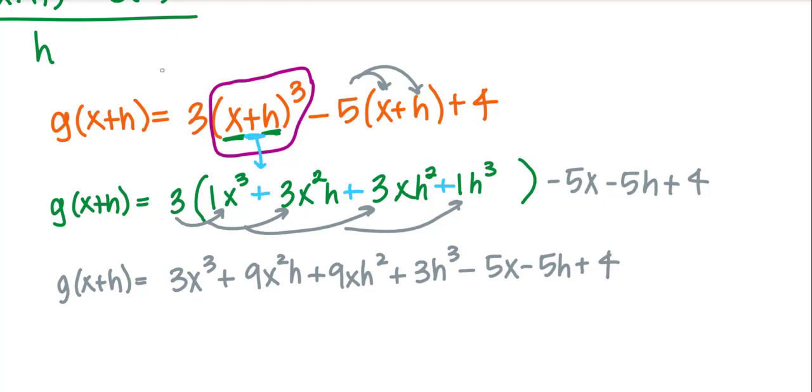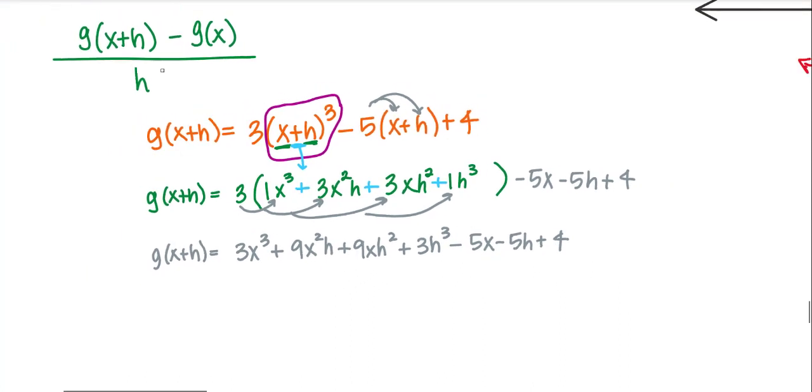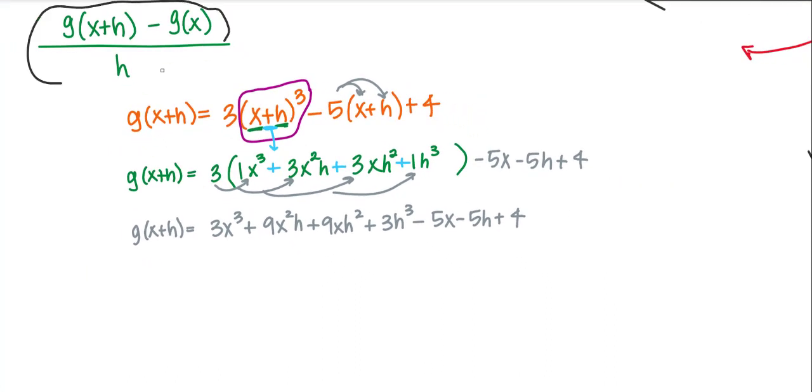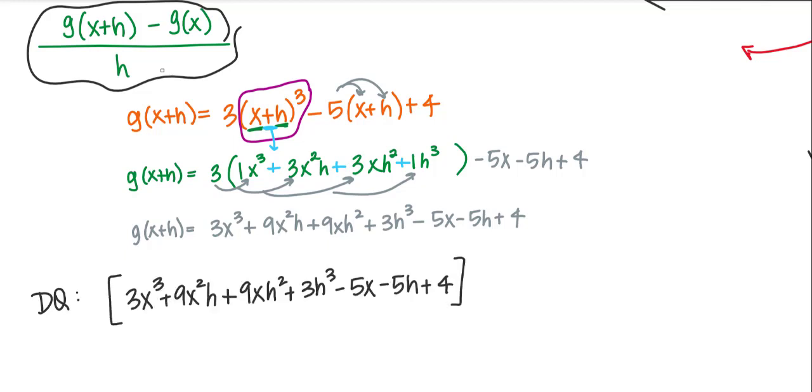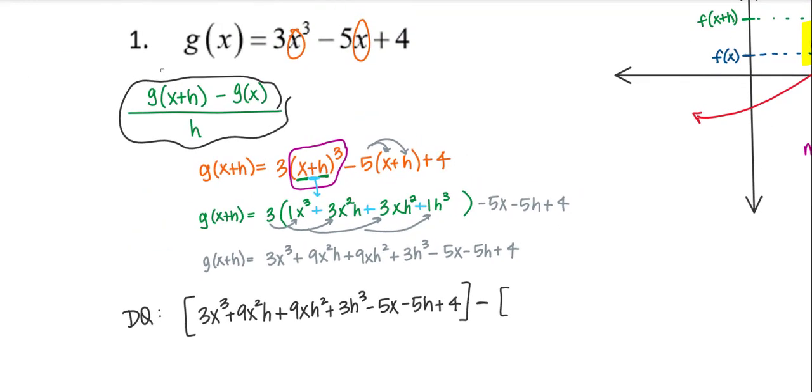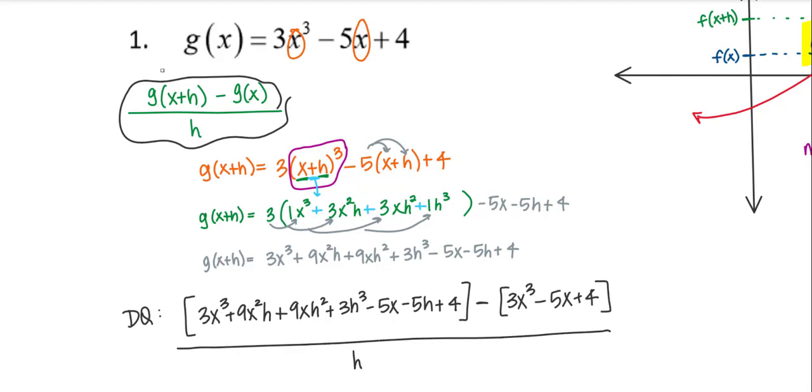You may be wondering why you need to multiply that all out or expand it, but hopefully you'll see it here in just one second. My difference quotient, again, is g of x plus h minus the original function. So I'm going to copy down that whole gray line. That's my g of x plus h minus my g of x. If you remember, or if you can still see it on your screen, our g of x was originally 3x cubed minus 5x plus 4. And all of that is going to be divided by h.